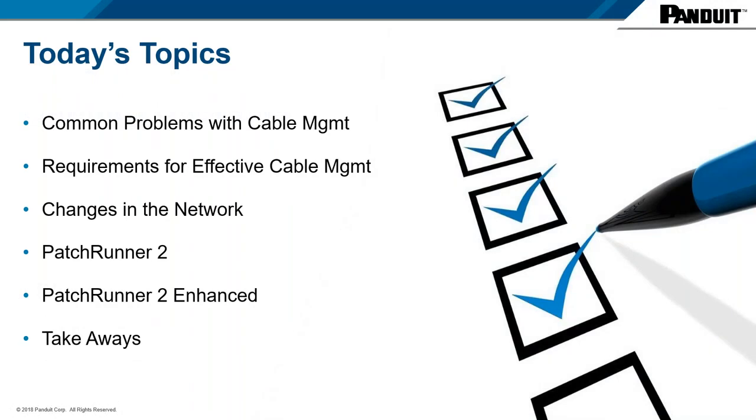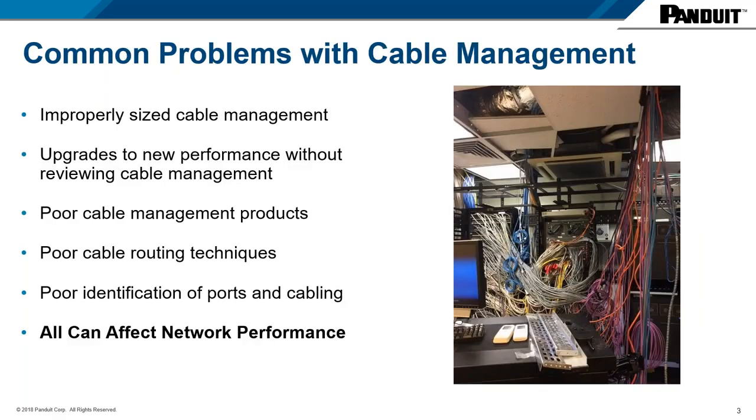So a quick agenda for the next 30 minutes. First, I'll discuss some of the common problems we see with cable management products out in the field. Then I'll go over some of the basic needs for those products to be effective. Next, I'll talk about some of the changes in the network driving the need for higher capacity products. And then finally, I'll show you ways to improve and condense your cabling systems, which will save time and money, two things that we're all very interested in. So why don't we get started?